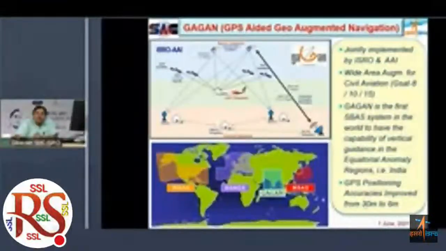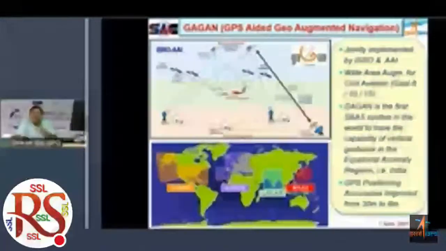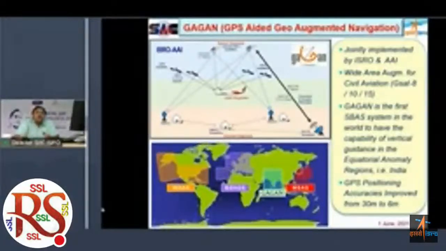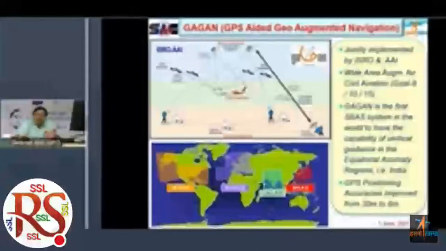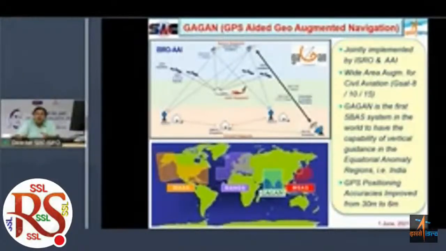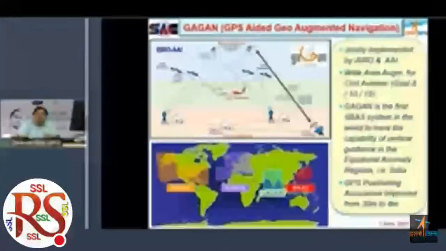During its journey from India to USA, it will take almost 20 to 24 hours. If you want to track the path of this aircraft, you have different types of sensors available. But if you have this Gagan system, then you can get the exact location. The pilot in the cockpit will know its exact location with respect to the Earth. That is the importance of this GPS-aided geo-augmented navigation, the Gagan system.